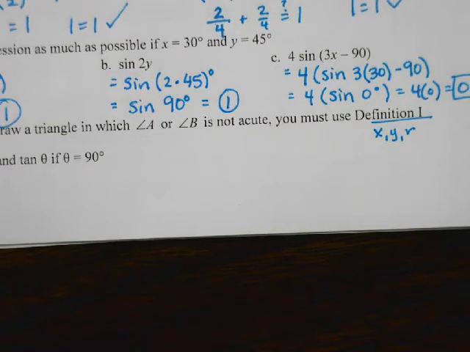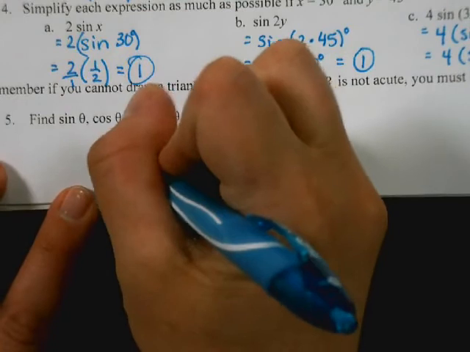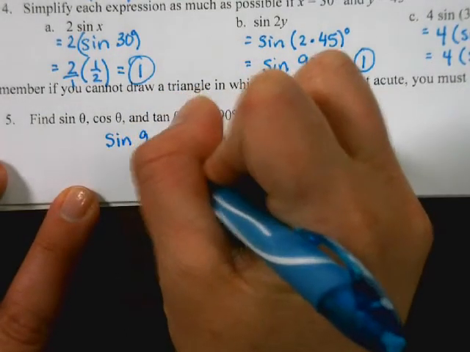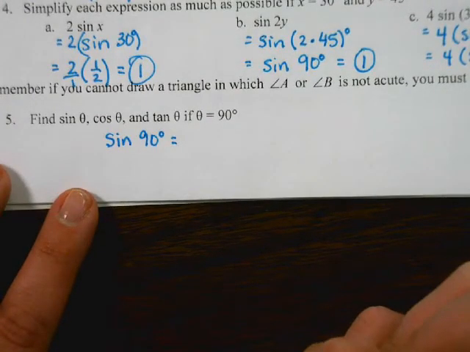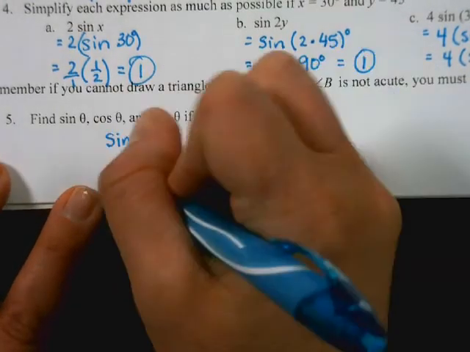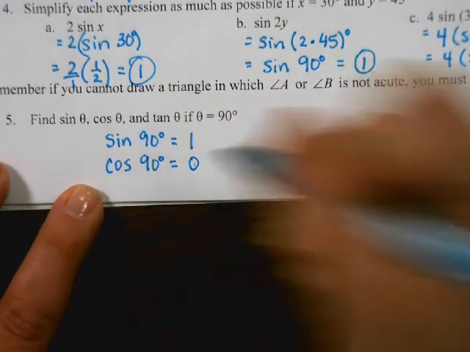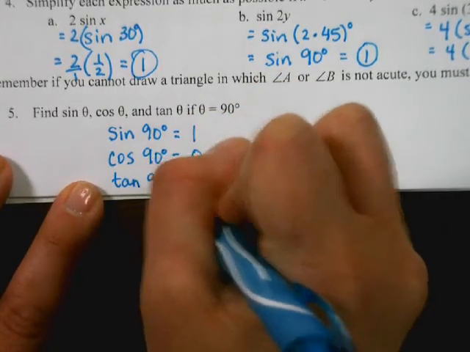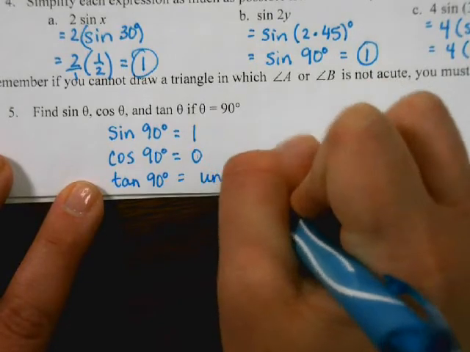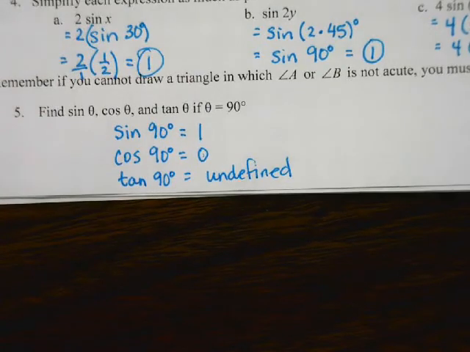Okay, so number 5 says find sine of theta, cosine of theta, and tangent of theta if theta is 90 degrees. Got your chart? What's sine of 90? 1. Cosine of 90. 0. Right? Straight from our chart. Tangent of 90. Undefined. So you're just going to use that chart a ton throughout your homework. Okay, questions?